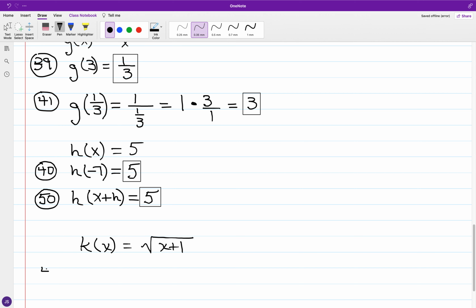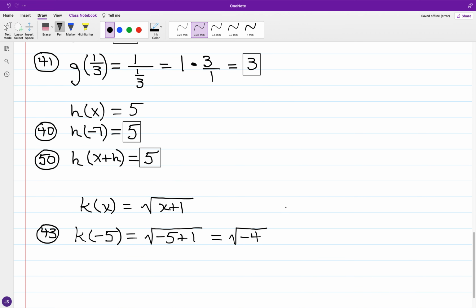Looking at the inputs, in number 43 we have k of -5. Plugging in -5 for x, I have -5 plus 1, and so this will be the square root of -4. And guess what? We have the square root of a negative, and because of this, we have no real solution.